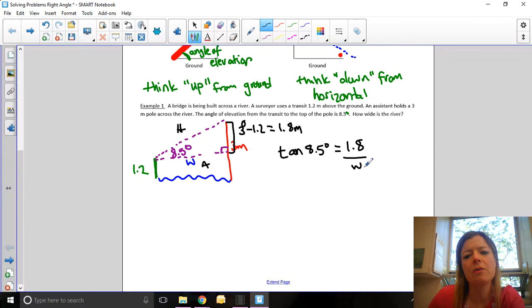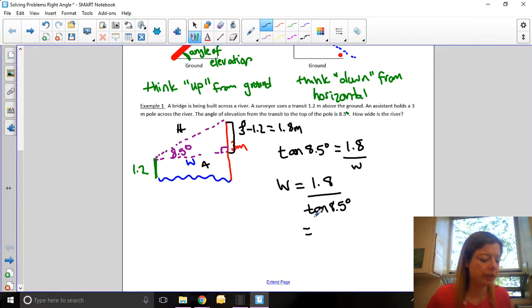Okay, so remember to solve for this, we bring W up, and then tan 8.5 will come down. To show that faster, we can just swap them. So 1.8 divided by tan of 8.5 degrees. You need to have the degrees there to fully communicate your understanding. Then just make sure that you're using your calculator properly.